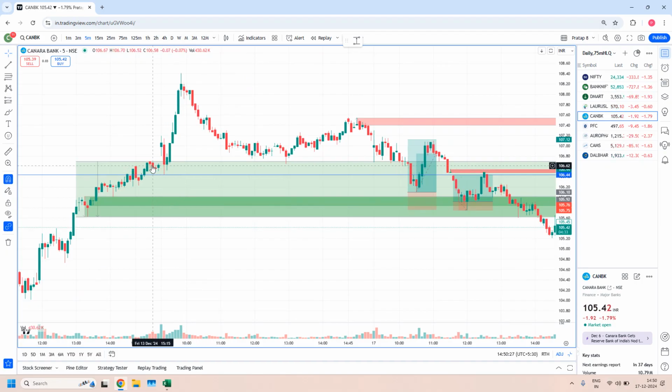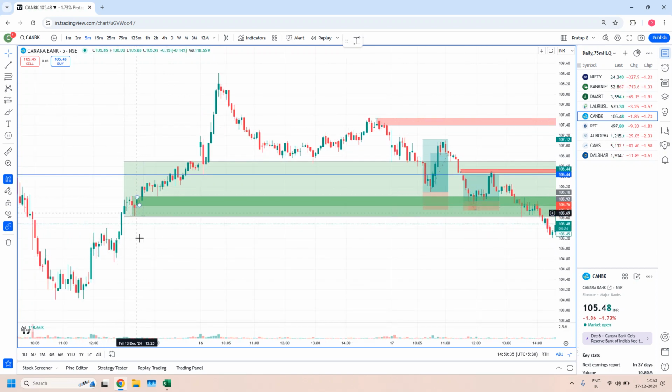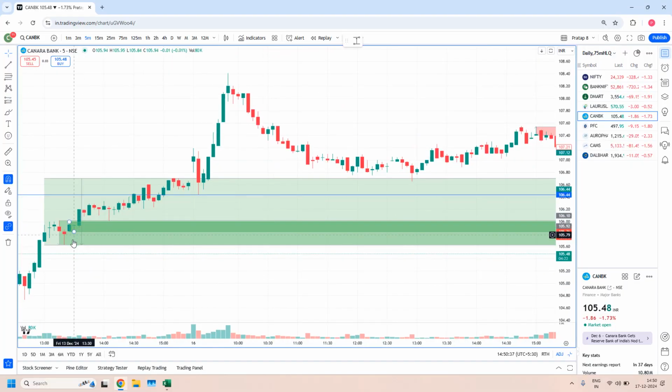Here is a 5-minute structure: drop, base, rally. But in the next candle you see this zone is completely gone. Here you see a 5-minute structure, a failed ERC candle as a rally. You have 2 base candles and then a rally candle.